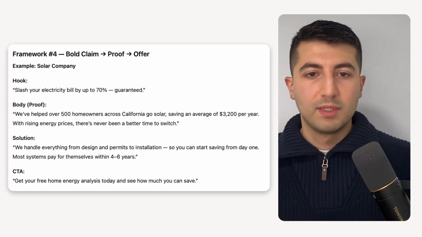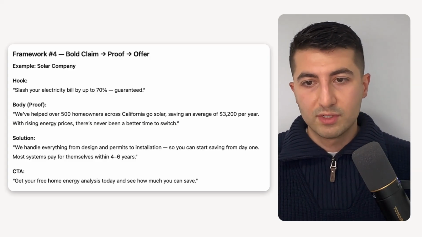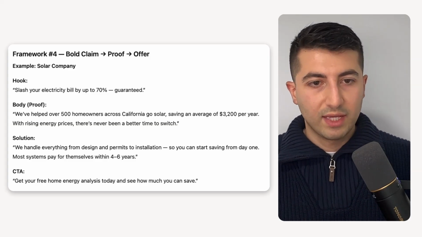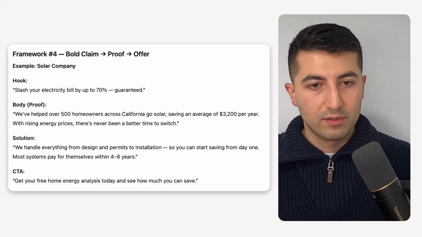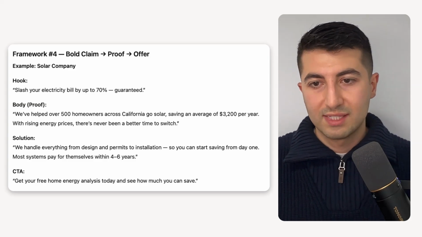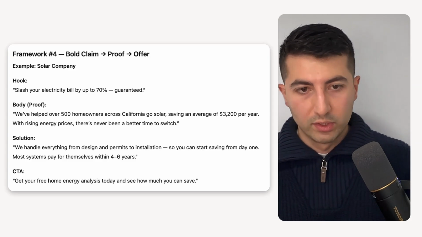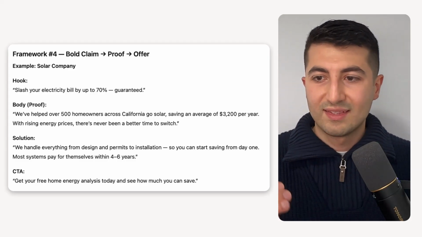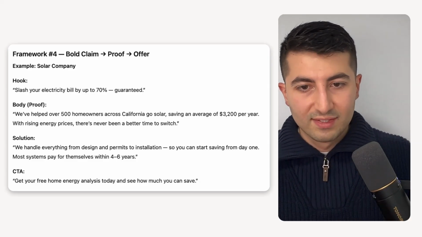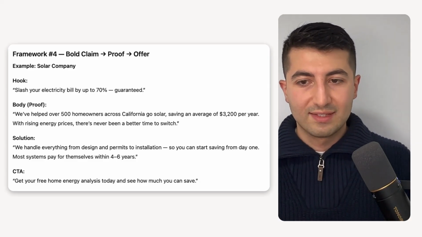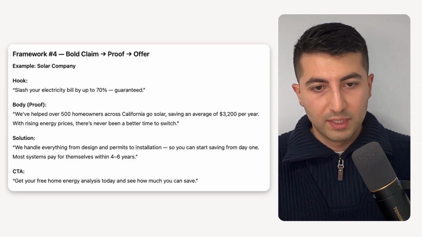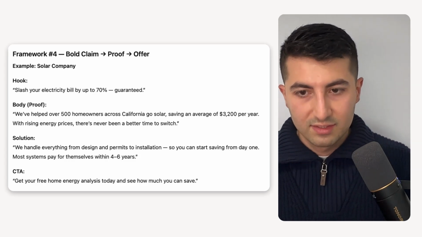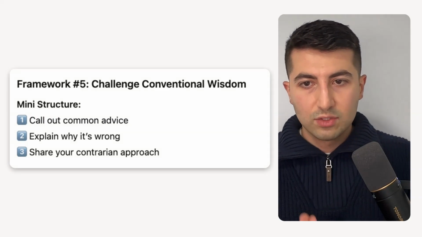The body is going to be, we've helped over 500 homeowners go solar across California, saving an average of $3,200 a year. With rising energy prices, there's never been a better time to switch. We handle everything from design and permits to installation, so you can start saving from day one. Most systems pay for themselves within 4 to 6 years. So the CTA is going to be, get your free home energy analysis today and see how much you can save.